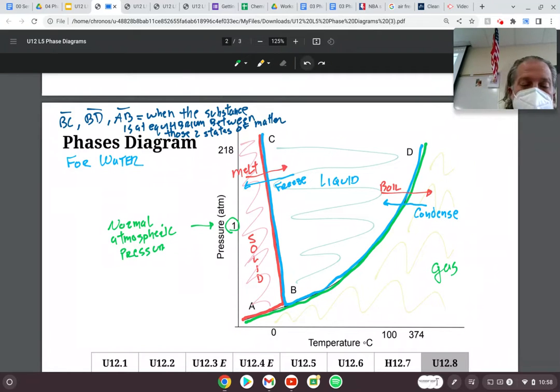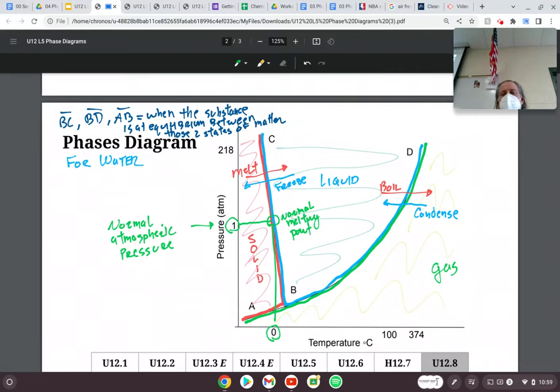So it's our normal atmospheric pressure. Now, the reason why that's important is because at 1 atmosphere, if I go straight across to here and go straight down to here, that intersection is what we call the normal melting point. So at 1 atm, go straight down. At 0, that's the normal melting point of water.